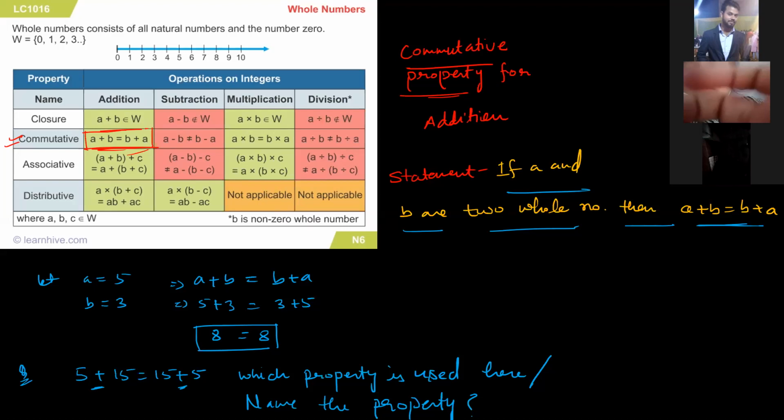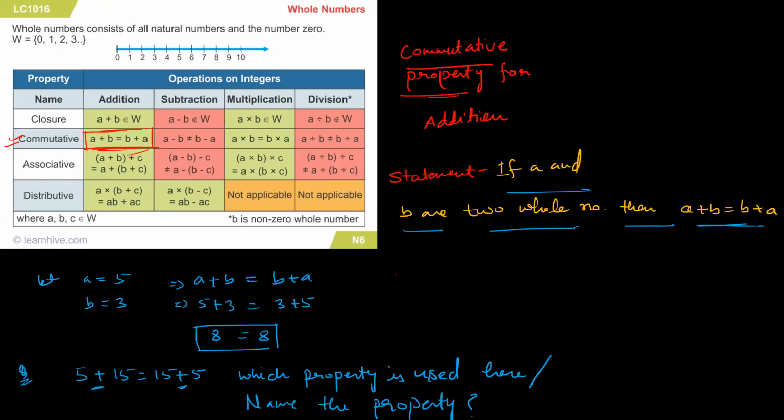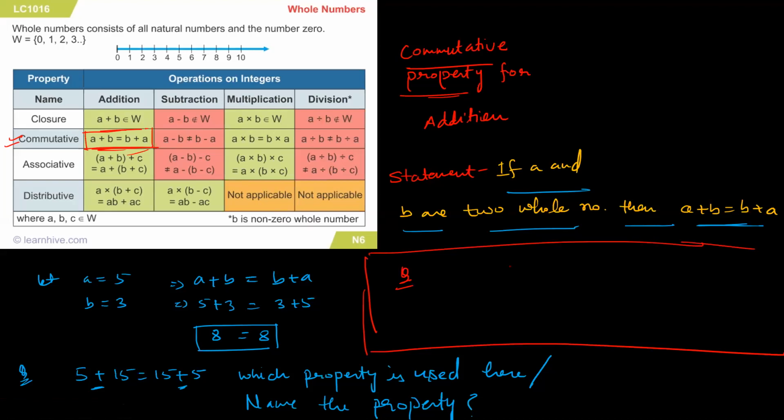Okay, and there is one more question which may be asked from this property, and this question is, for example, 5 plus 20 is equal to fill in the blanks plus 5. So what are you going to fill it? What number you will fill in the blank? 5 plus 20 is equal to blank plus 5. Tell me fast. Write your answers in the comment.